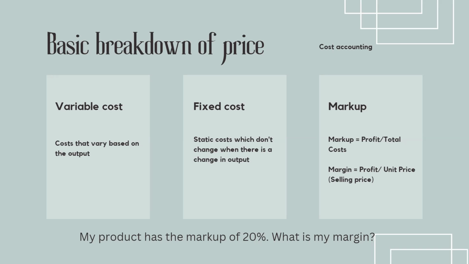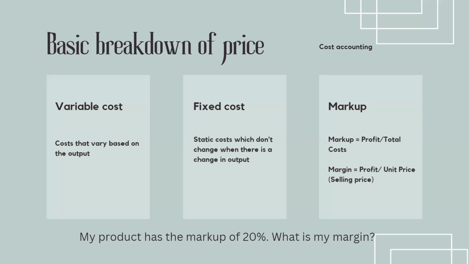First, we need to understand some basics of price, some basic price components. Given any product, its price may come with three major parts. First is the variable cost. Variable costs are the costs that change based on the output. The more we produce, the more cost we incur.